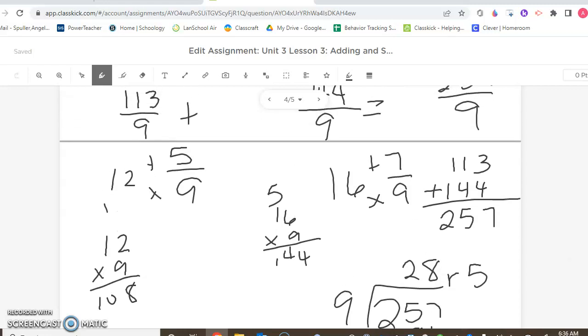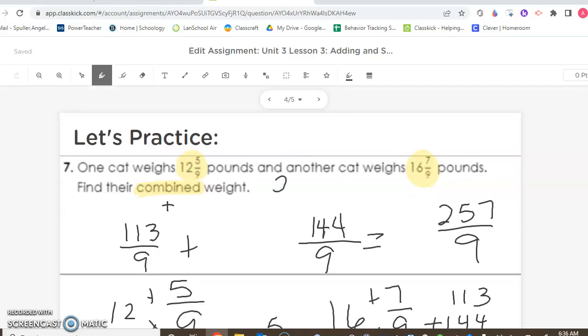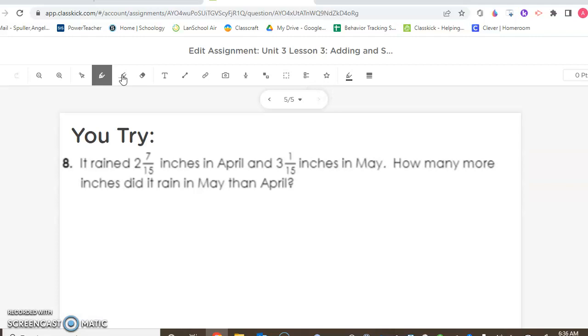Okay, so what does that mean? It means that we have 28 pounds and 5/9 pound left over. So the combined weight is 28 and 5/9 pounds. Good job.